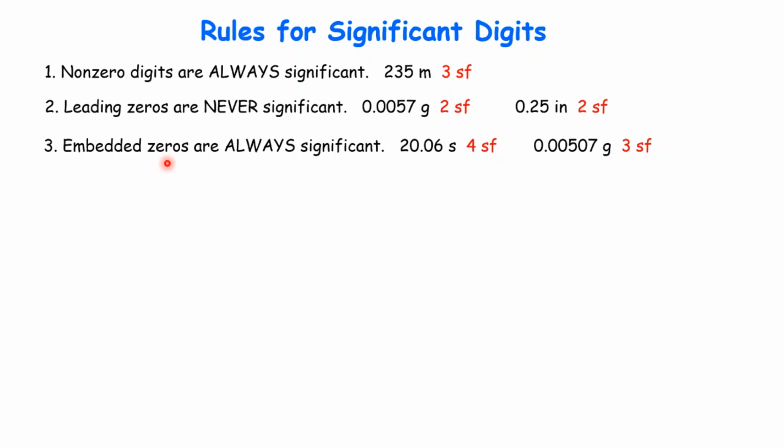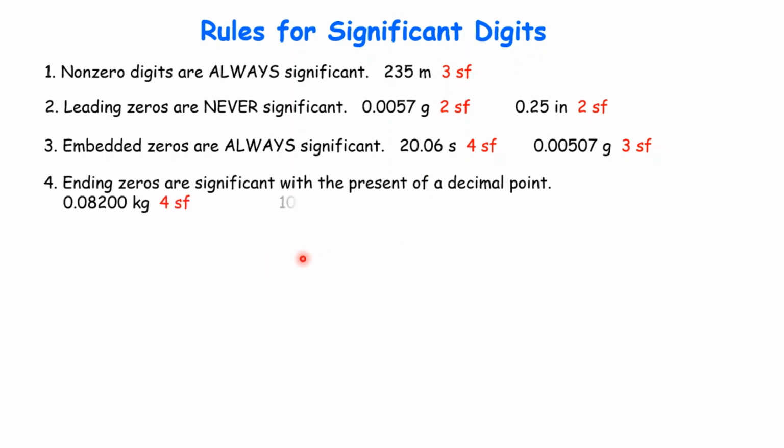Embedded zeros or captive zeros, they are always significant. In other words, we have to always count them. So that's why there are 4 sig figs in this measurement and 3 sig figs in this measurement. Because this zero right here, that's significant, and those 2 zeros in the middle, they are significant.